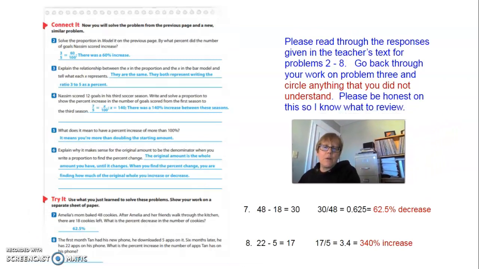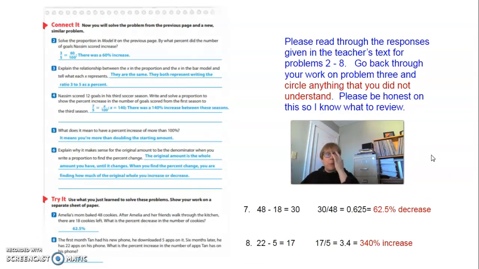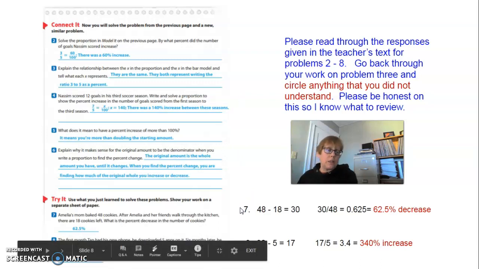All right, so I'm back. One thing I'm going to want you to do as we go over the answers is circle anything that did not make sense to you. I'm not going to actually go over any of these 2 through 6. I'd like you to look at those yourself and make sure that your answers match what the teacher's text said here. But I would like to take a look at 7 and 8.